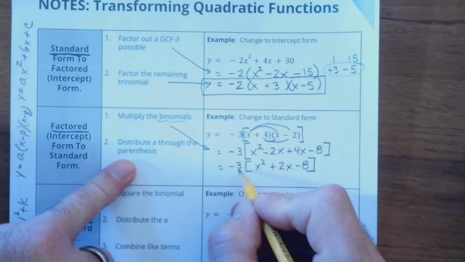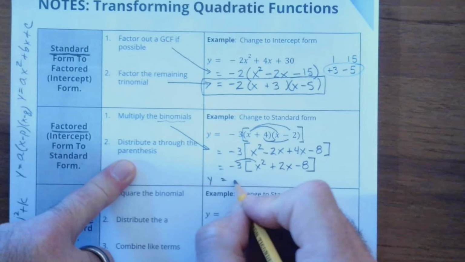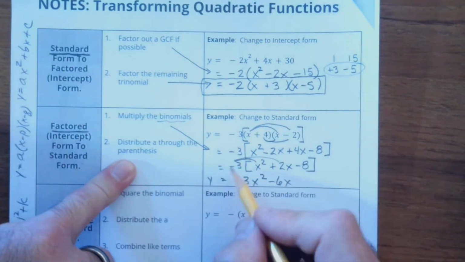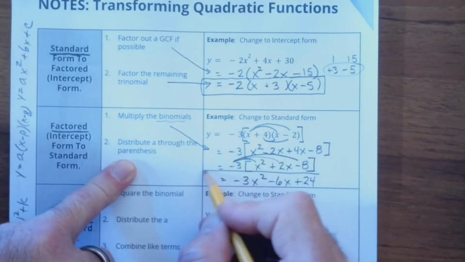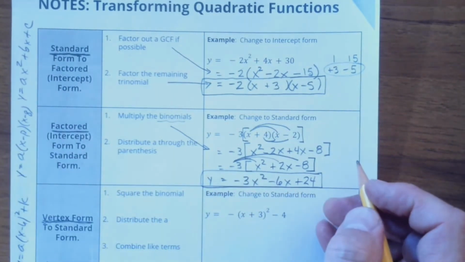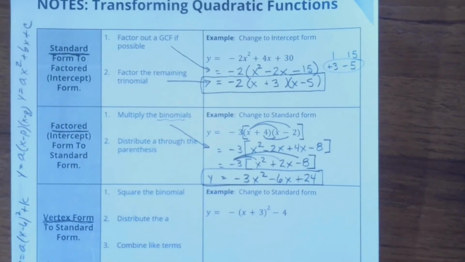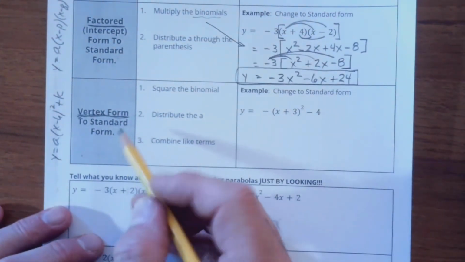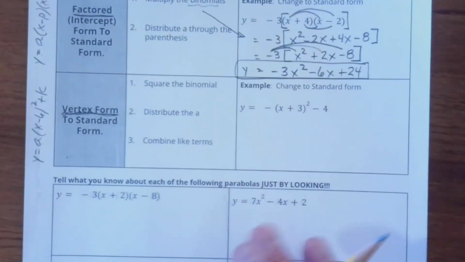Now we're going to distribute the negative 3. So we would have negative 3x squared, negative 6x plus 24. And now we have transformed from factored form into standard form. Okay, we have one more. We are going to convert vertex form into standard form.